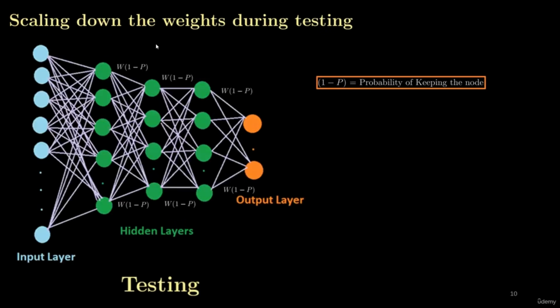So scaling down the weights during the testing. During the testing, what we can do is reduce the magnitude or the scaling value of the weights by multiplying the weights with 1 minus p. So what is 1 minus p? Since p is the probability of dropping the node, therefore 1 minus p is the probability of keeping the node. So the value of 1 minus p is less than 1, and we know that if we multiply any number with a number less than 1, its value decreases. In this way, we scale down the weights during the testing by multiplying the weights of each layer with the scaling factor 1 minus p.